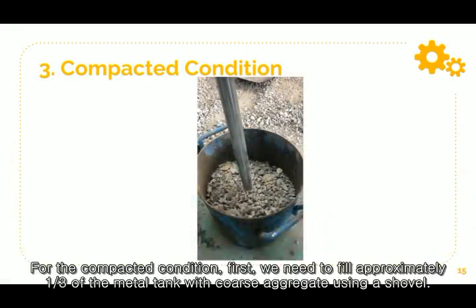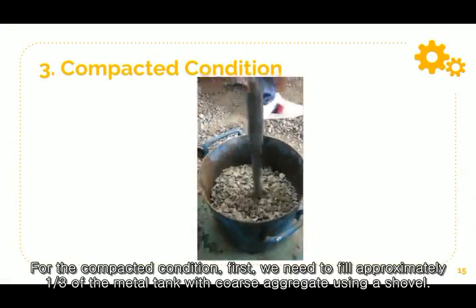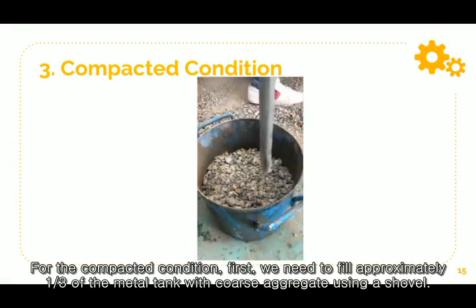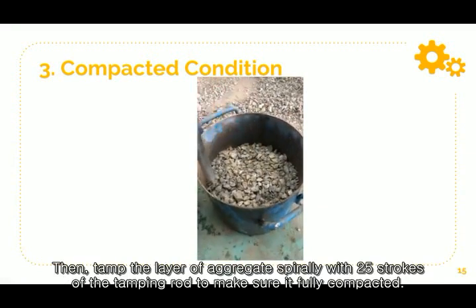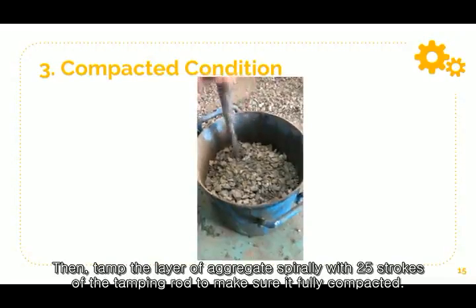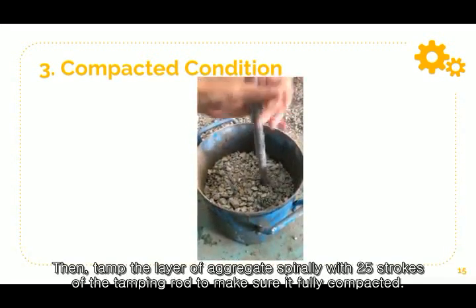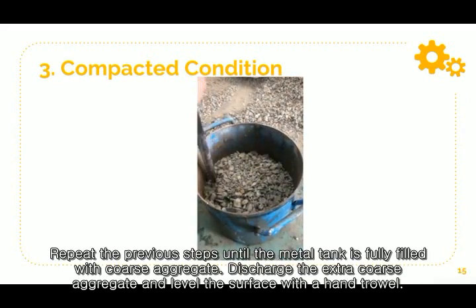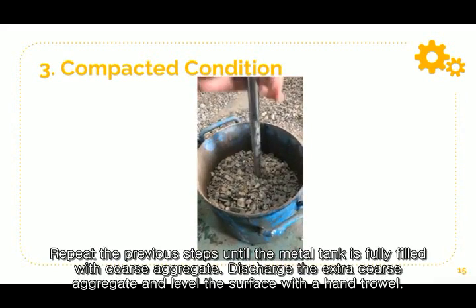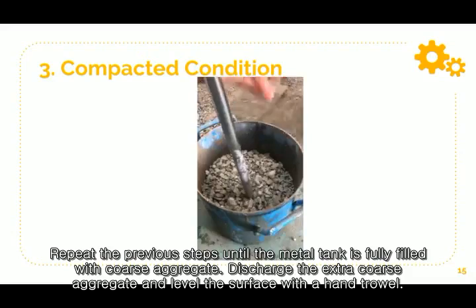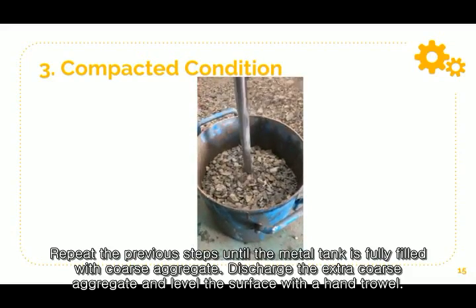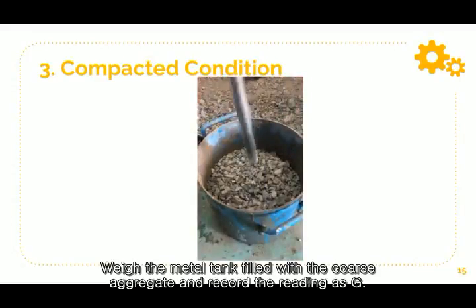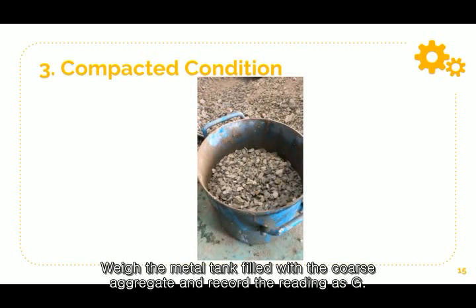For the compact condition, first we need to fill approximately 1/3 of the metal tank with coarse aggregate using a shovel. Then tamp the layer of the aggregate spirally with 25 strokes of the tamping rod to make sure it is fully compacted. Repeat the previous steps until the metal tank is fully filled with coarse aggregate. Discharge the extra coarse aggregate and level the surface with a hand trowel. Weigh the metal tank filled with the coarse aggregate and record the reading as G.